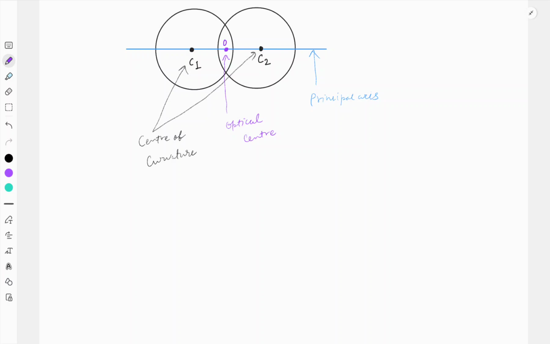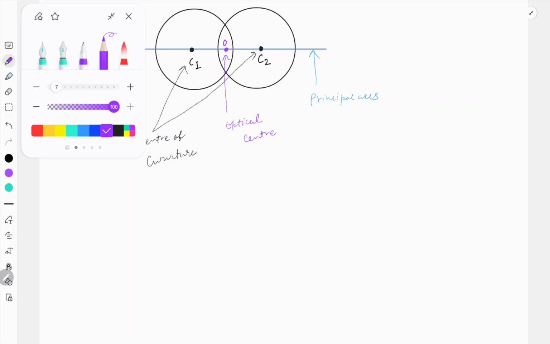Okay, the effective diameter of the circular outline of a spherical lens is called its aperture. So what is the effective diameter? The effective diameter of the circular outline, right? So what's the circular outline here?